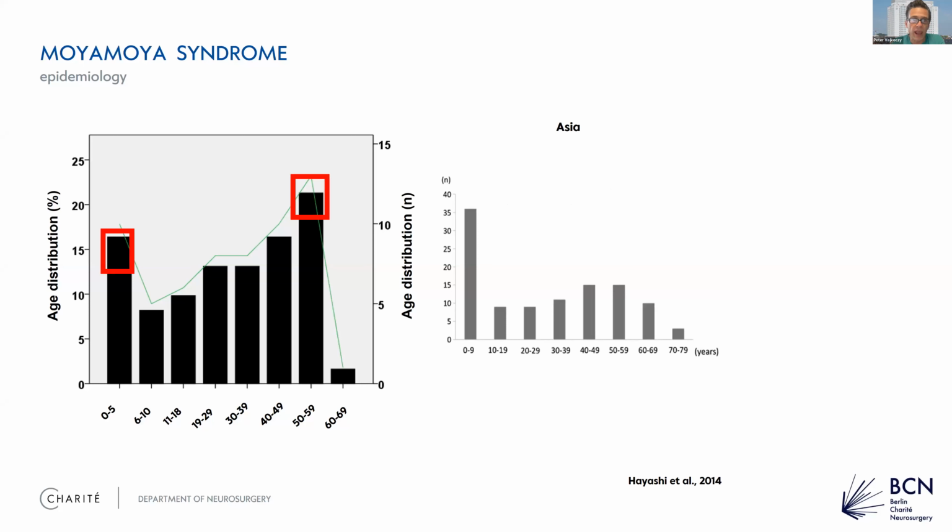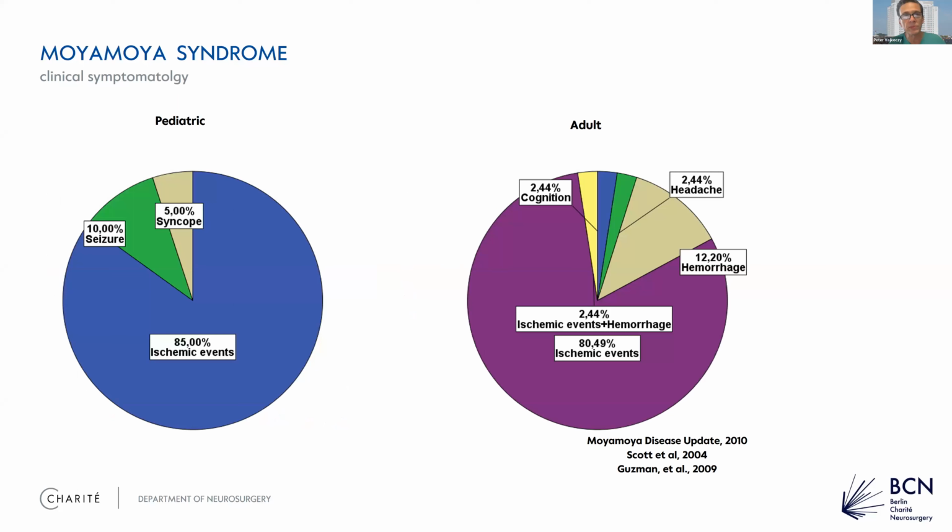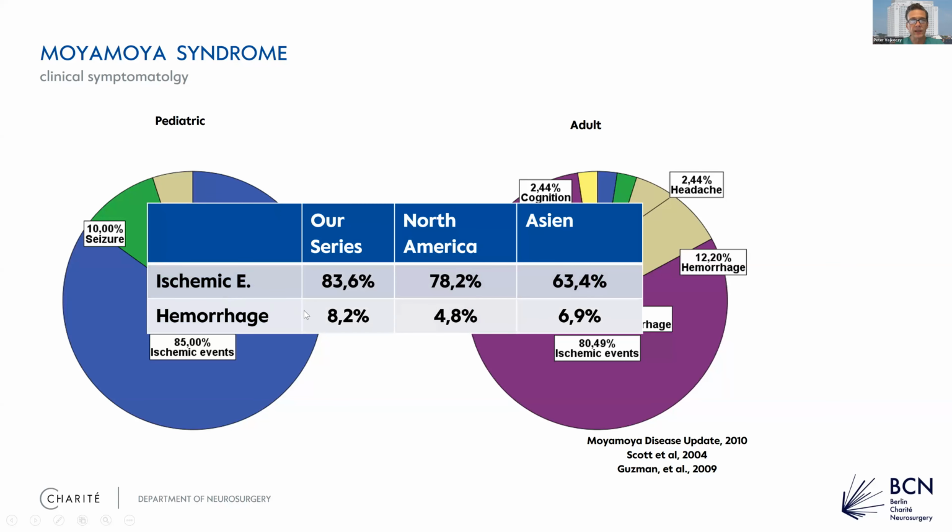And this is very similar to the Asian population, where we also have many pediatric patients in the moya syndrome group. Here, the symptoms are a little bit different. Many, again, will have ischemic events, no hemorrhagic manifestation, at least in our group. And then we have seizures and some kind of blackouts for these kids. Here, 8% were hemorrhagic in our series, and 83% were ischemic. And this is very similar to the other ethnical groups.